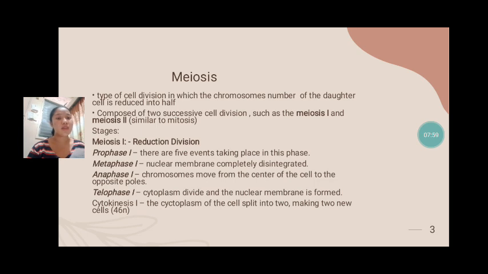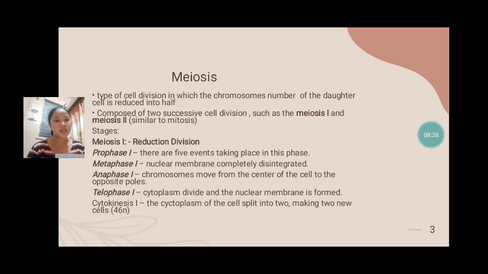So next is anaphase 1. In the anaphase, the chromosomes move from the center of the cell to opposite poles. Here in anaphase 1, the homologous chromosomes are pulled to opposite poles. They separate to opposite poles, but the sister chromatids remain together in this anaphase stage of meiosis.